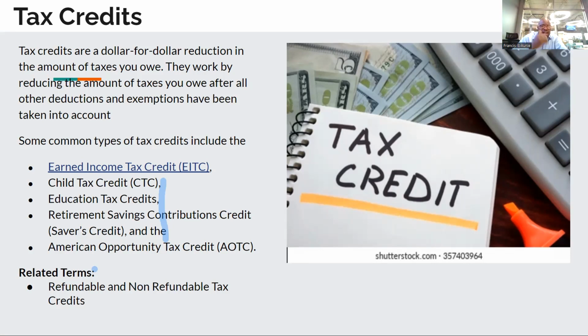So now we're going to talk about some major tax credits that a tax preparer always comes in contact with on a daily basis, on a regular basis when you are filing taxes. Those are the ones I would like to discuss here. So we have what we call the earned income tax credit. I have another slide where I'm going to explain that in detail. We have the child tax credit, we have the education tax credit, we have the retirement savings contribution credit, then we have the American Opportunity Tax Credit. So I'm going to explain those in different slides.